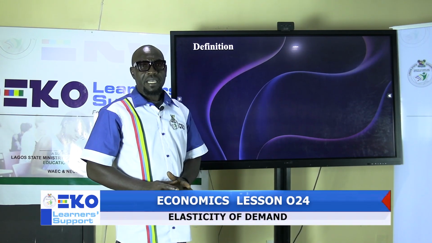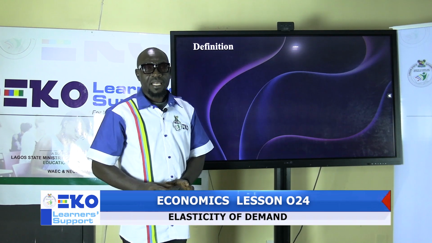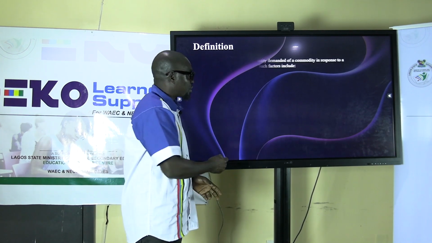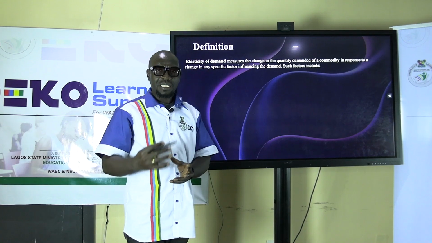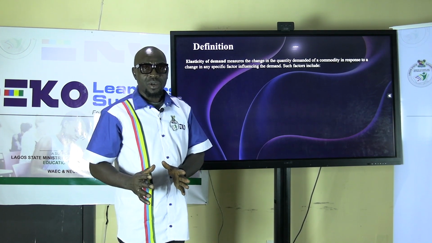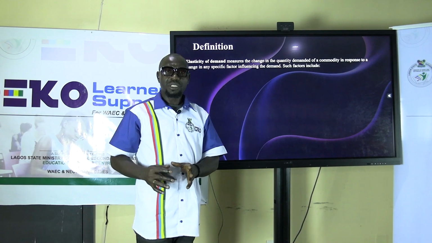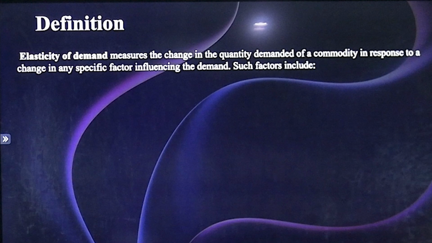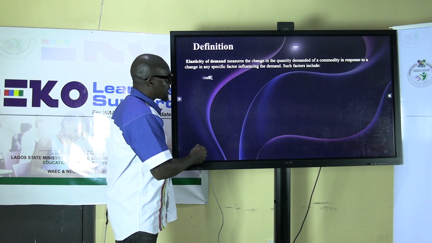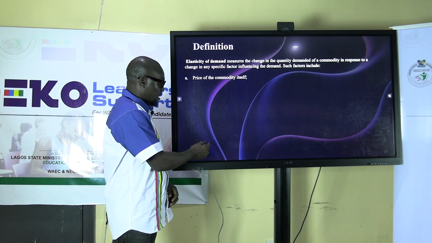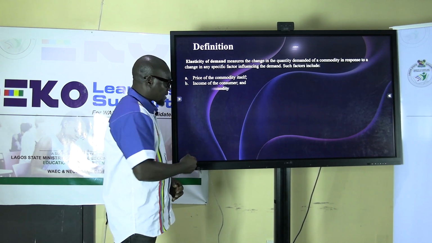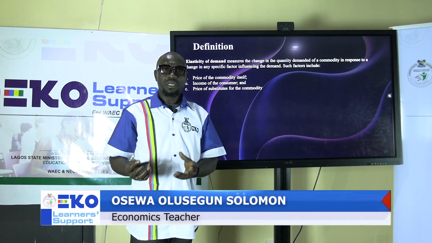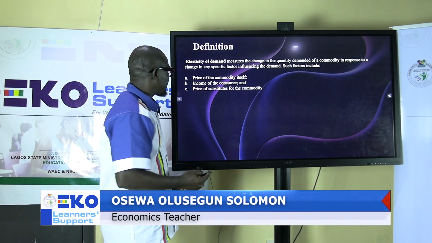Okay, so first let's start by defining the elasticity of demand. Elasticity of demand is essentially a measure of the extent or degree of sensitivity of changes in price to the quantity of a commodity demanded. So here we say it measures the change in quantity of a commodity in response to a factor that impacts or influences demand. These factors basically include the price of the commodity, the income of the consumer, and the price of other commodities, which could either be a substitute or a complement.